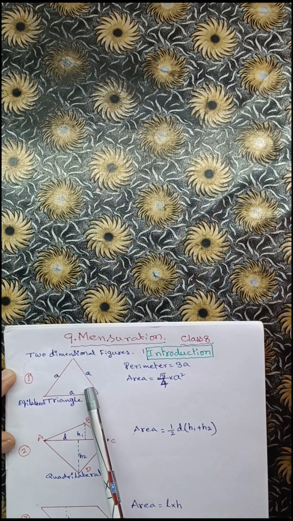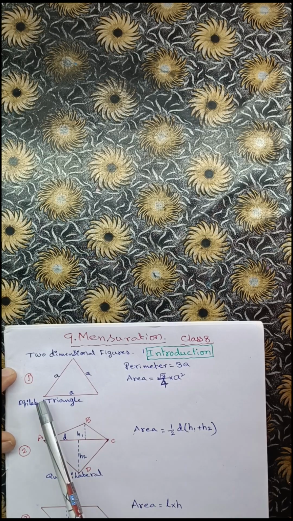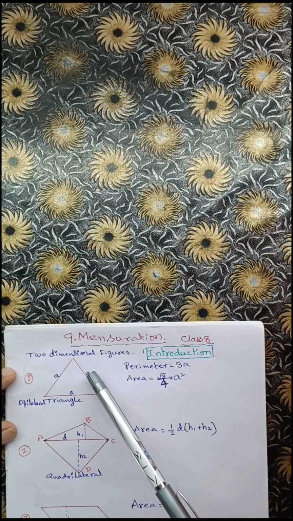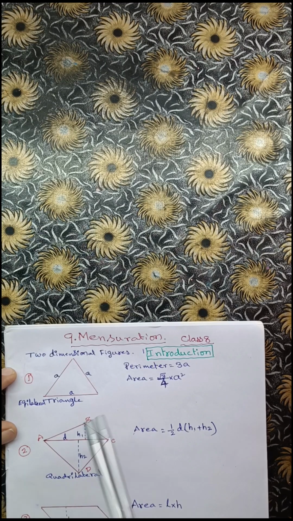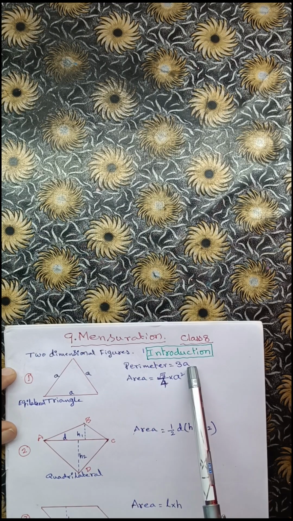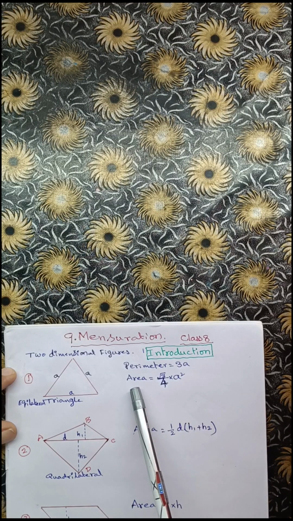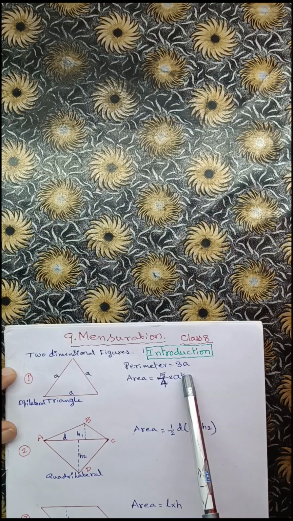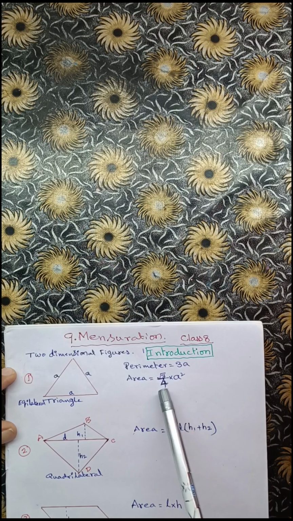Take the first, triangle. This is an equilateral triangle. What is the side of the equilateral triangle? It is A. Then its perimeter is 3A. Area is root 3 by 4 into A square.